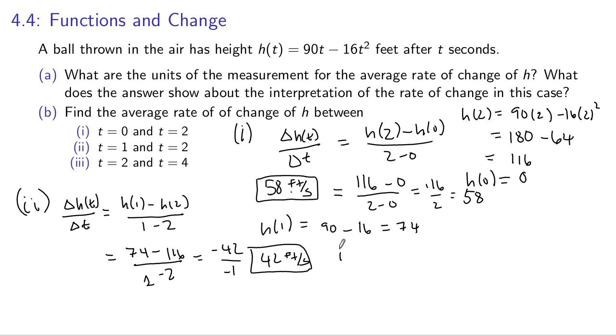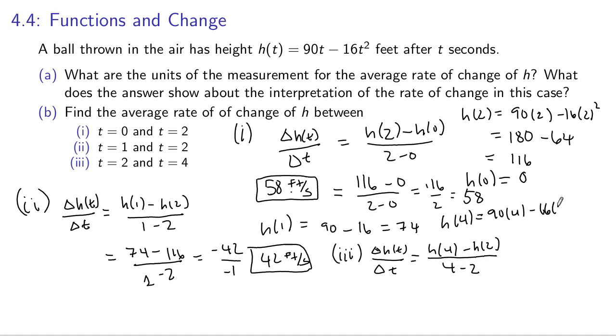And now for part 3. Again, the average rate of change is the delta of the output, the change in the output over the change in the input. We're going to do the last one first this time. We just have to be sure that we're consistent, that we put 4 here and 2 here, and 4 minus 2 here, not 2 minus 4. We'll get the negative answer instead of the correct answer. So now we need to know what h of 4 is. H of 4 would be 90 times 4 minus 16 times 4 squared.